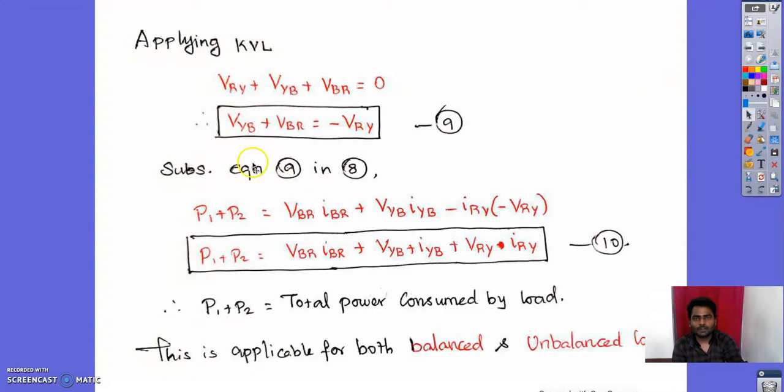So your equation 8 will become P1 plus P2. Instead of your VYB plus VBR, we are substituting minus VRY. Multiplying these values, the minus sign will get cancelled. So finally, P1 plus P2 is equals to VBR IBR plus VYB IYB plus VRY IRY. So this is nothing but the total power consumed by the load. So this gives the three-phase power. So with the help of the 2 wattmeter method, this is how we obtain the three-phase power. So P1 plus P2 is equals to total power consumed, and this is also applicable for both balanced as well as unbalanced load.